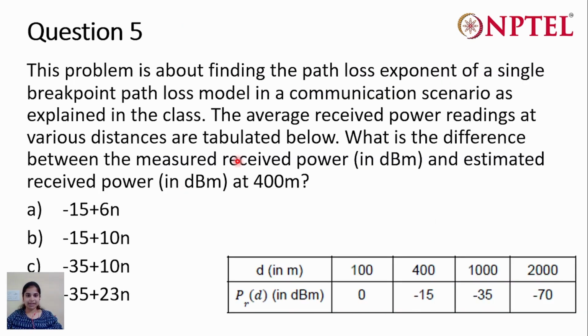Okay, the next question. This problem is about finding the path loss exponent of a single breakpoint path loss model. You have the average receive power readings given here for different distances. What is the difference between the measured receive power in dBm and the estimated receive power at 400 meters?